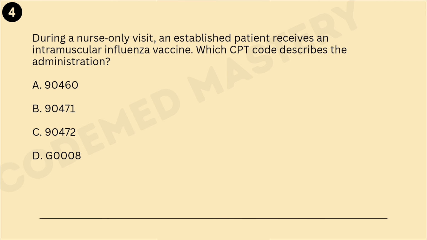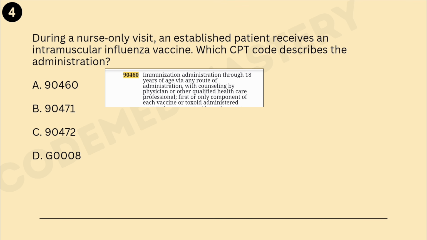During a nurse-only visit, an established patient receives an intramuscular influenza vaccine. Which CPT code describes the administration? So they're asking which code describes administration. Check the codes. 90460 is for immunization administration through 18 years of age via any route of administration with counseling by physician. First or only component of each vaccine or toxoid administered.